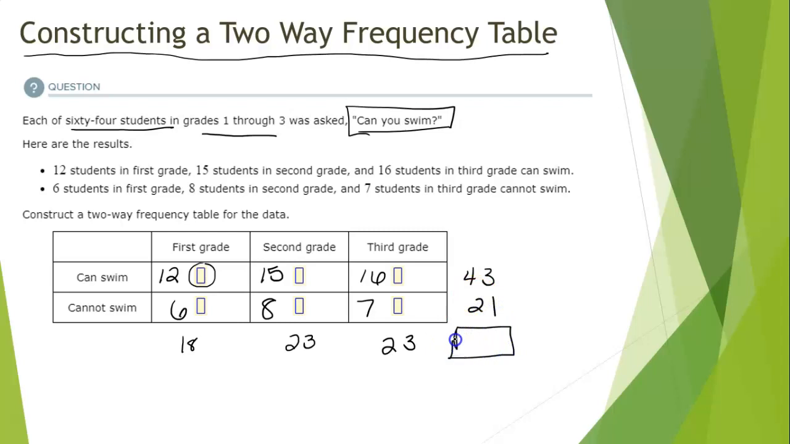Something that's kind of cool about a frequency table is this number is the same for both the rows and the columns. So if I add all the totals of the grades, 18 plus 23 plus 23, I get 64. That's also what I get if I add the people who can swim to the people who can't swim. Sorry, that should have been a 4 here. What that means is I surveyed 64 total students, which, surprise, surprise, is what we started with.